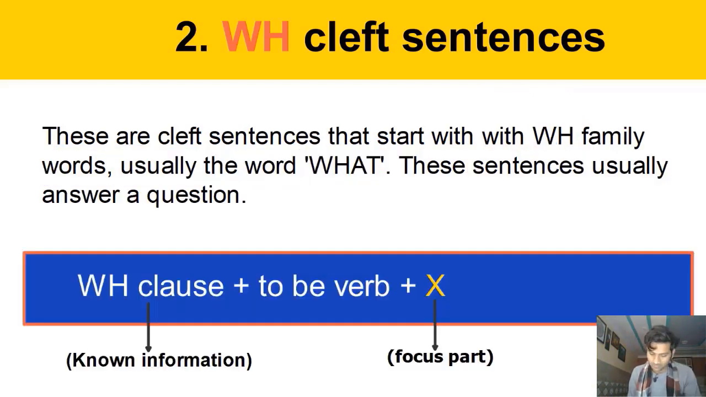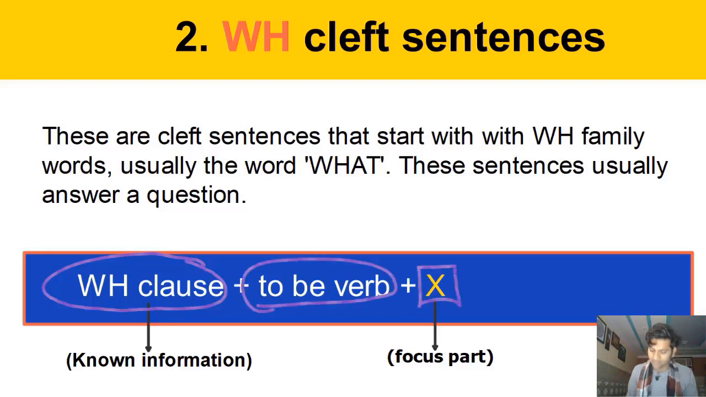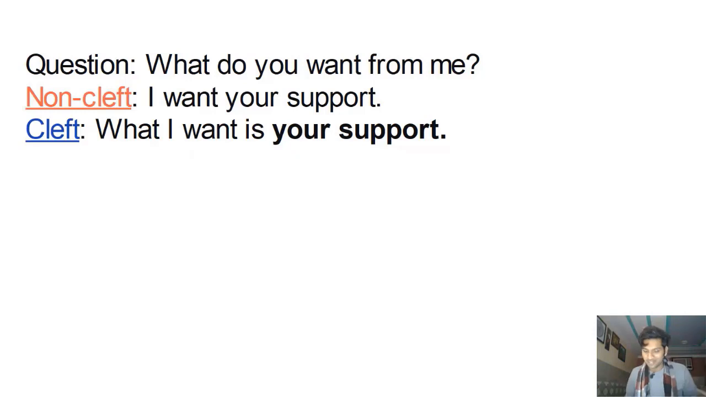Let's look at the structure. So first comes the WH clause, which is known information, right? Here in this clause, the information is already known to the speaker and the person the speaker is conversing with. So this is common information, right? This is known information. Then comes the to be form of the verb, then comes the focus point, the element the speaker focuses on. All right. Now let me show you some examples and make you understand.